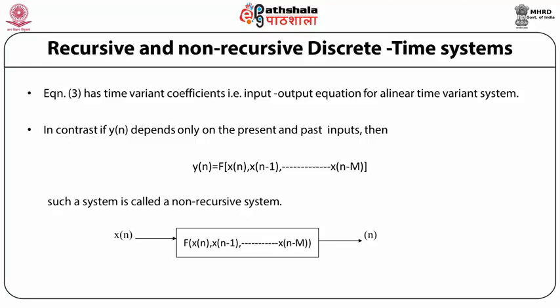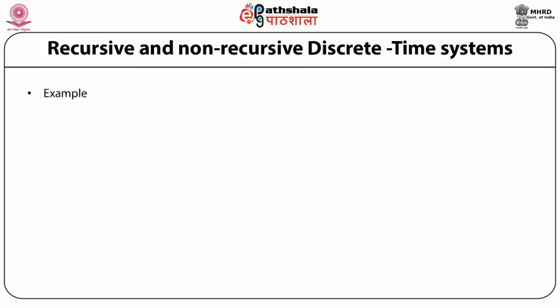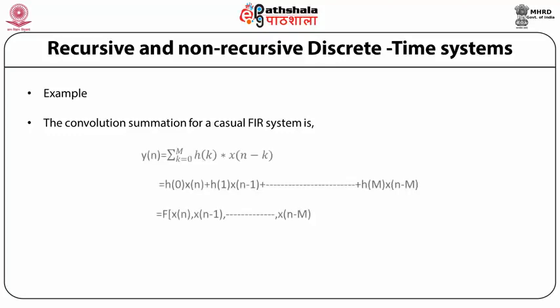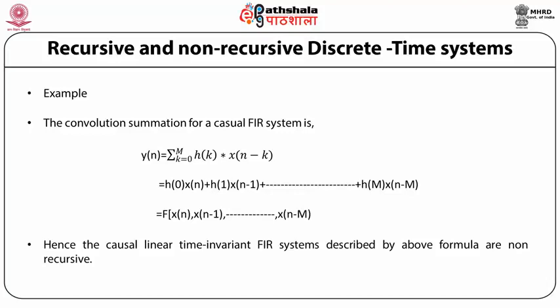So such a system is called a non-recursive system, which is shown mathematically in the figure below. Let us take an example. The convolution summation for a causal FIR system is given by y(n) equal to summation over k equal to 0 to M of h(k) multiplied by x(n minus k), where this multiply is the convolution, equal to h(0)x(n) plus h(1)x(n minus 1) plus and so on plus h(M)x(n minus M). So this is represented by the F operator which is acting on x(n), x(n minus 1) and so on to x(n minus M). Hence, the causal linear time invariant FIR systems described by the above formula are non-recursive.